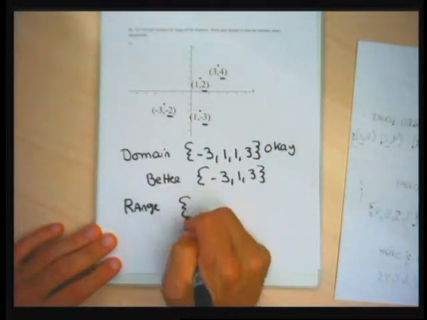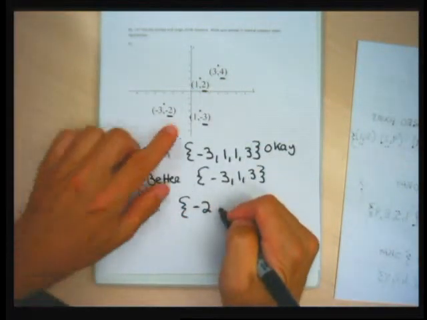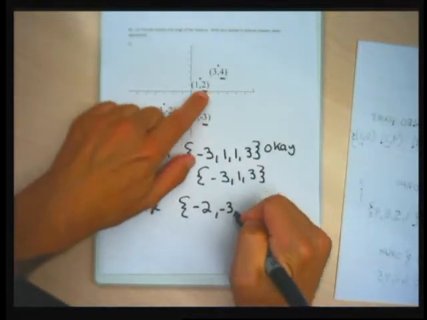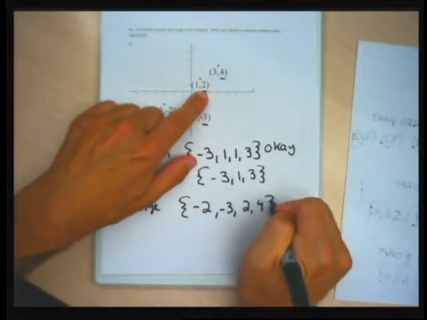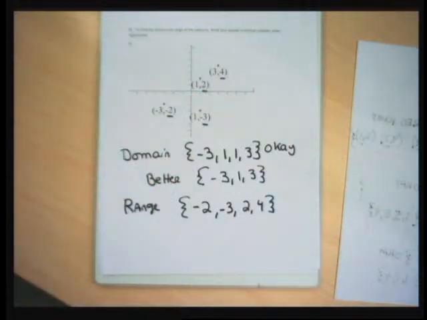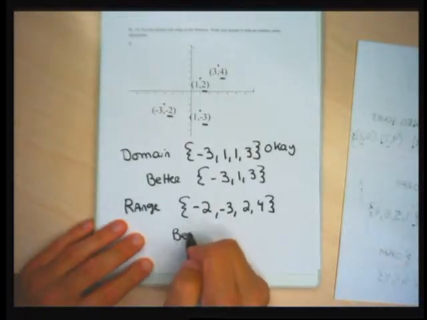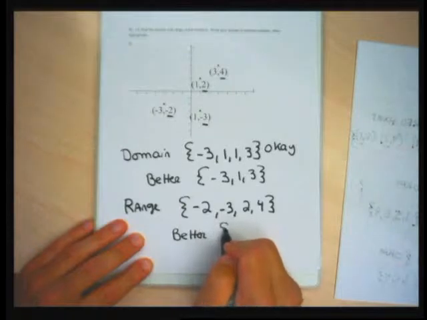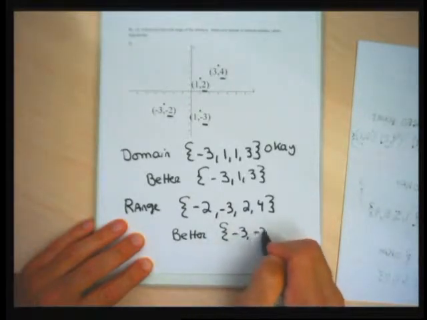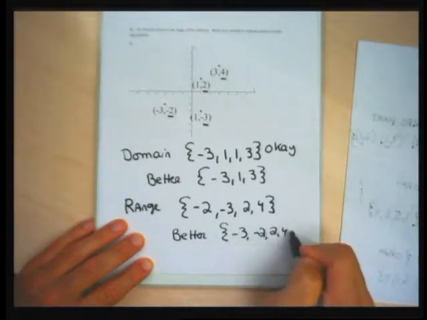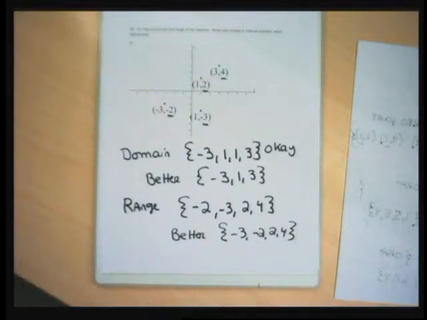So I'm going to write -2, -3, 2, and 4 for my range. That's not in ascending order, doesn't bug me, but if you want to, it's probably better if you go from small to large. -3 is the smallest number, -2 is the second smallest, and then 2 and 4. But if you don't take the time to rearrange it, you wouldn't lose a single point by doing that at all.